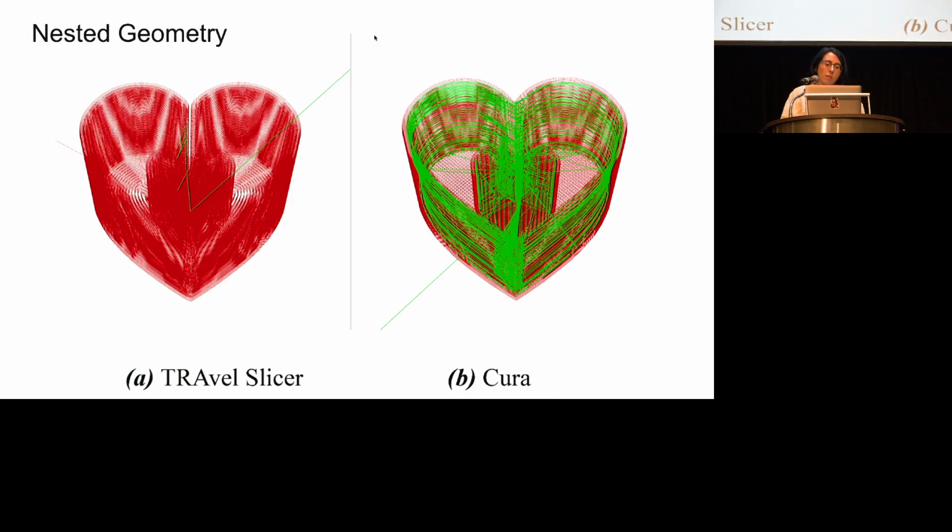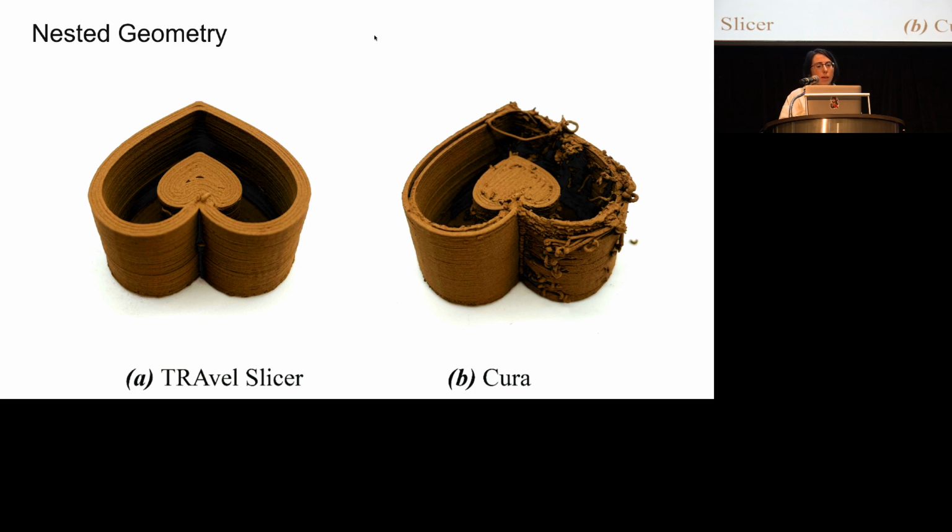We tested Travel Slicer on a solid model with nested geometry in which there was a smaller heart within a larger heart shell. Travel Slicer's toolpath produced a successful print by reducing the number of travel movements back and forth between the inner heart and the outer shell, whereas Cura's toolpath failed as a result of too many travel movements. In addition to a buildup of excess material between the inner and outer structures, Cura's toolpath also failed to adhere to the previous layer as a result of too many movements back and forth.